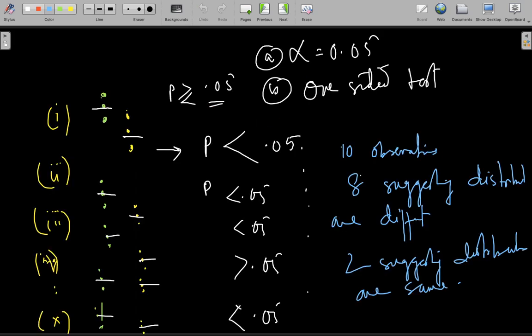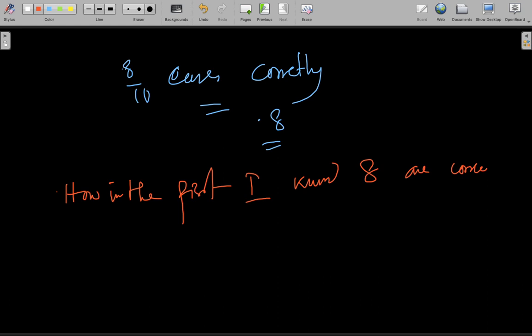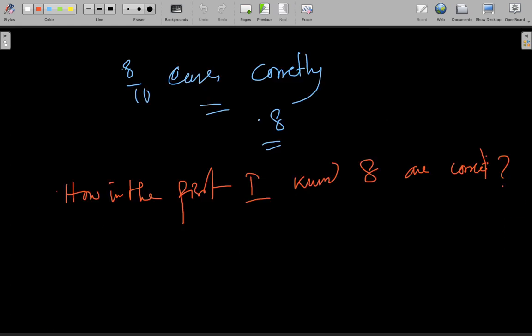Now, a very important question will come: how did I know in the first place that 8 are correct? Yes, the way I have specified my samples, they are showing that 8 are correct out of 10, but how would I know that these 8 are correct whereas these 2 are false? I mean, it might have so happened that these 2 are correct and 8 are false, right? So how would I know that the 8 are correct? So where is the sanctity in this claim?